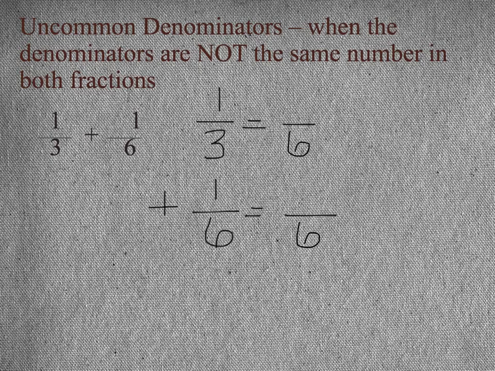6. Now I want to show that 6 times what equals 6? 6 times 1. Whatever I do to the denominator, I have to do to the numerator, so 1 times 1 is 1. But how many times does 3 go into 6? That's 2 times. So if I did that to the denominator, I must show the same thing in the numerator. So 1 times 2 is 2.